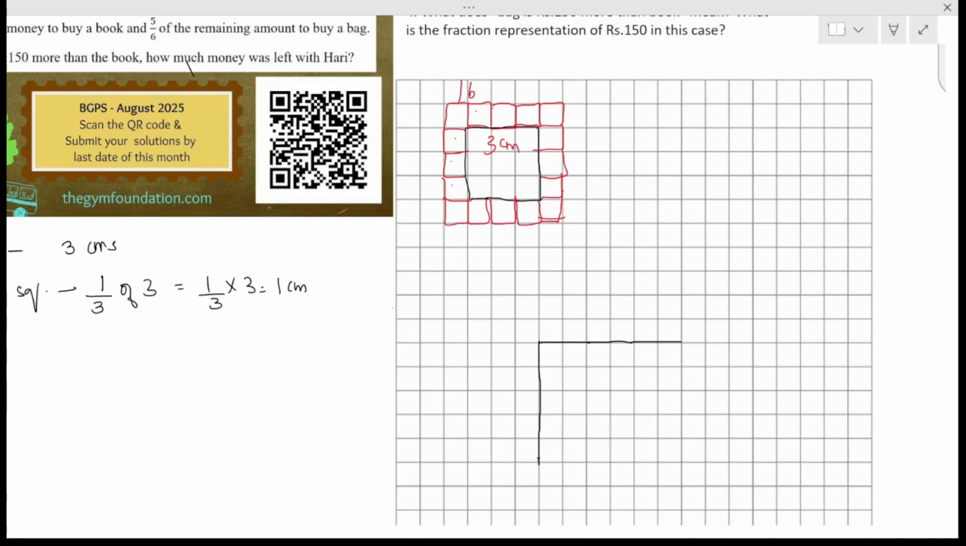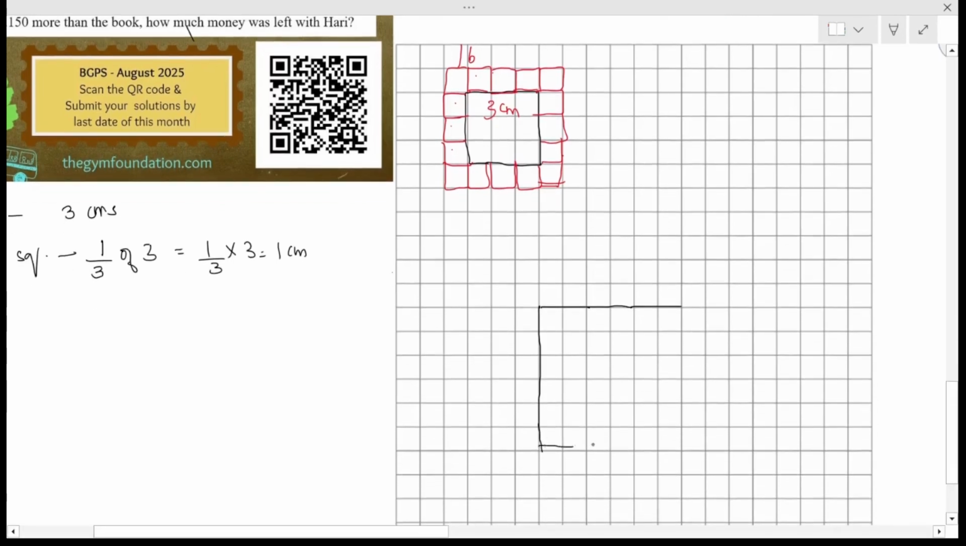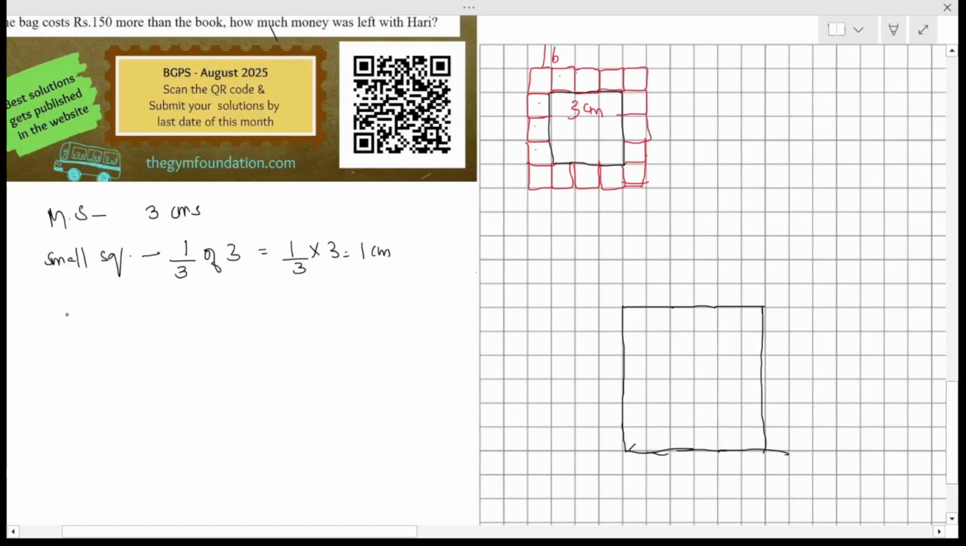And then the same thing goes on all sides. Okay, 3, 4, 5, 6. And then again on the other side, and then on this side as well. So I have drawn 6. And then what will be the side length? I know how to find the side length of the small square. It is nothing but 1 by 3 of 6. And what is 1 by 3 of 6? It is 2 centimeters.